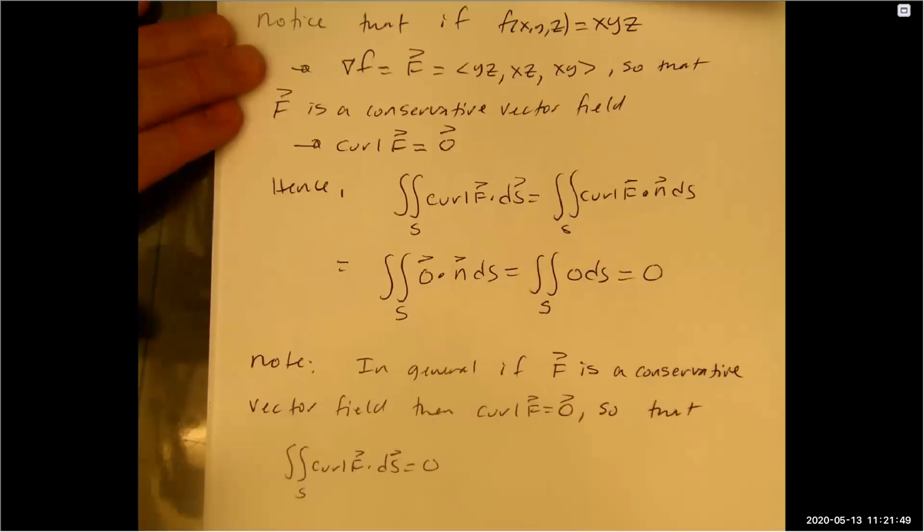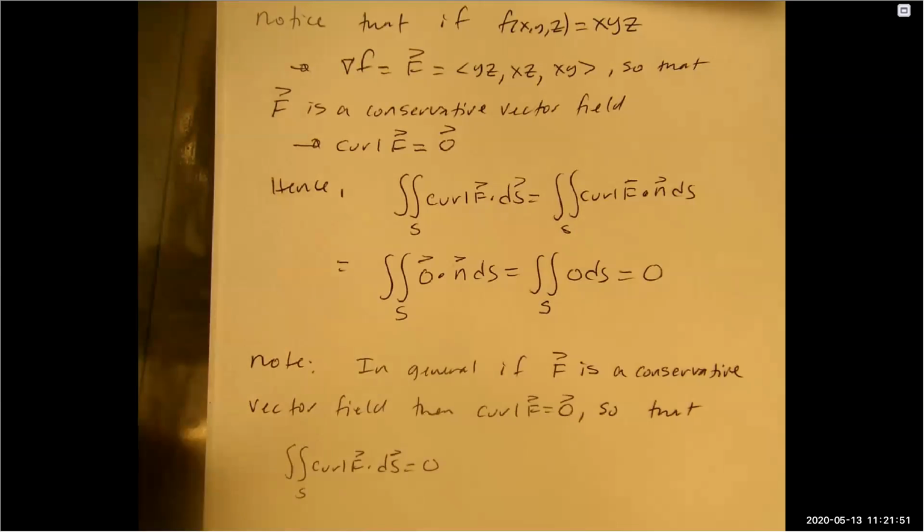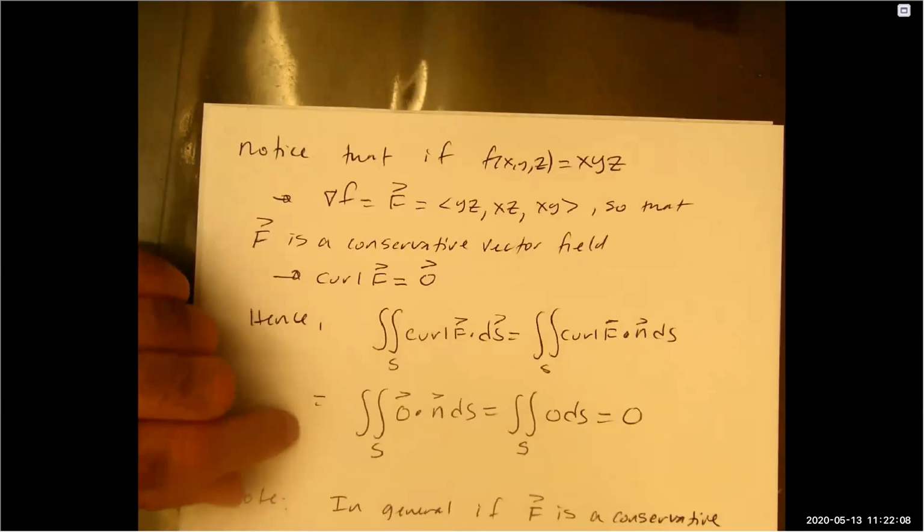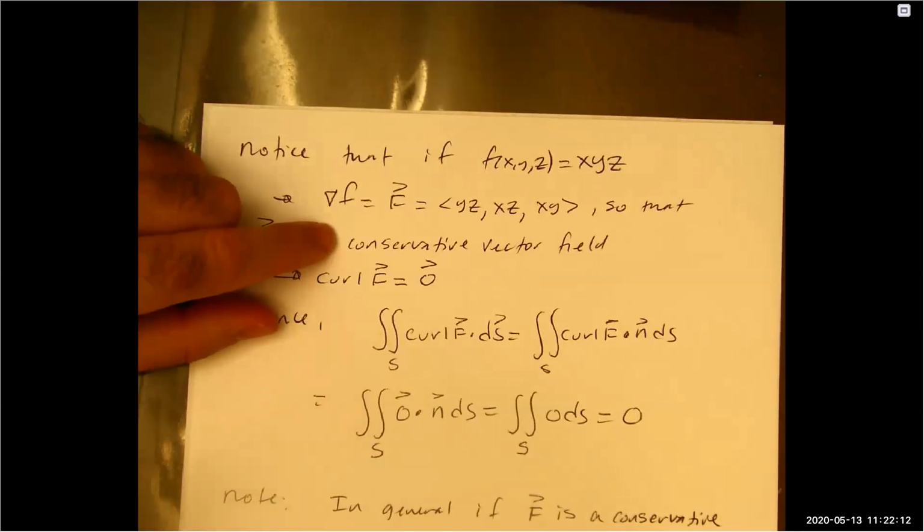This should actually not be a surprise to you, because we already talked about that when you have a conservative vector field, the integral around any closed curve is always going to be equal to 0. That's a property of conservative vector fields. And when you're using Stokes' theorem here, you're going to get a line integral.